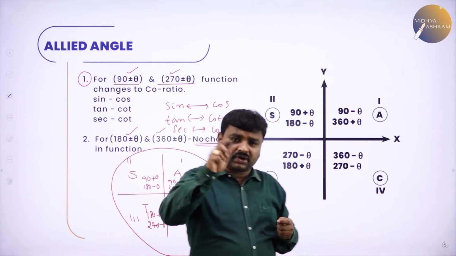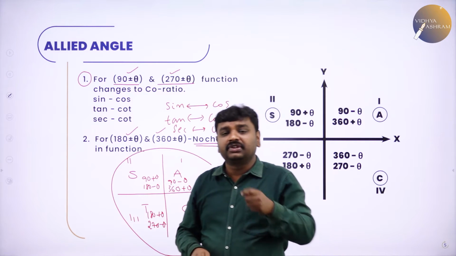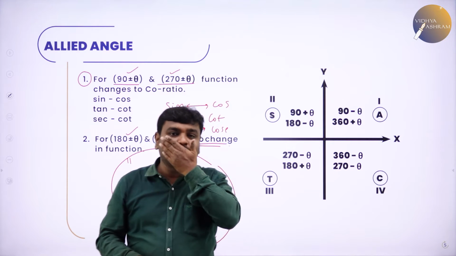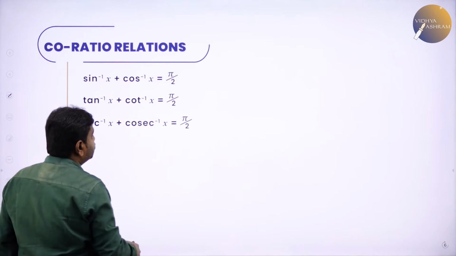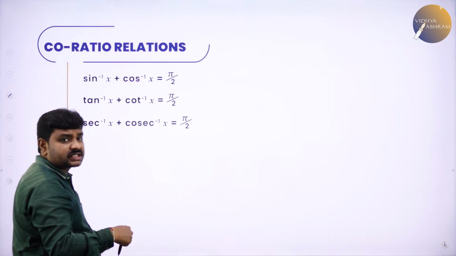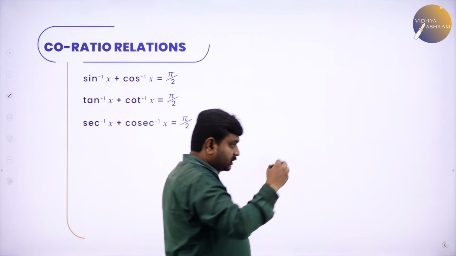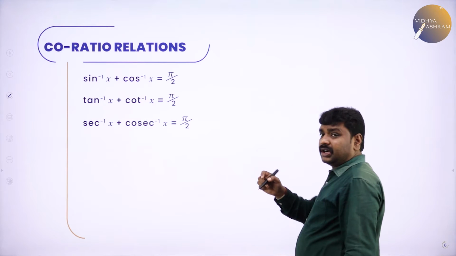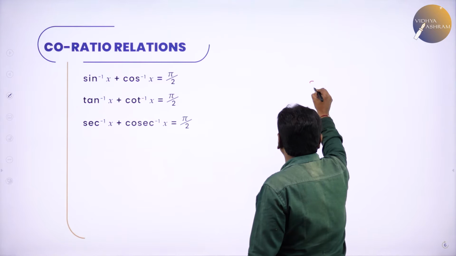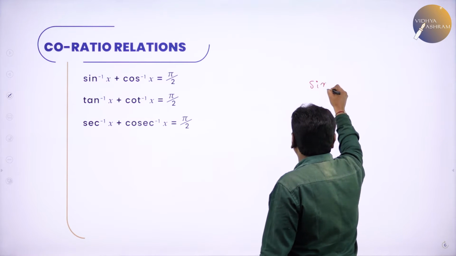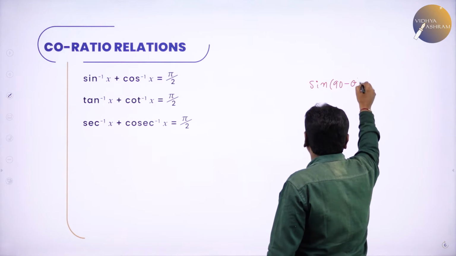I know all of you learned this in your first year, but without this you cannot solve the problems of inverse. Just we'll take co-ratio relations. Before we go to co-ratio relations, let me write the allied angles for sine, and you do the same task for the remaining trigonometric functions. First I'll take sine of 90 minus theta.